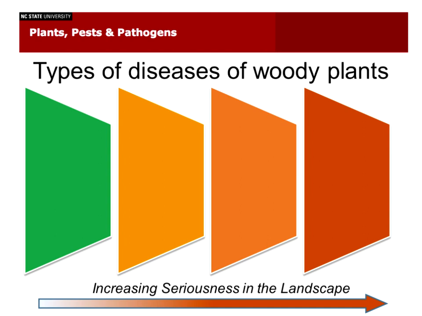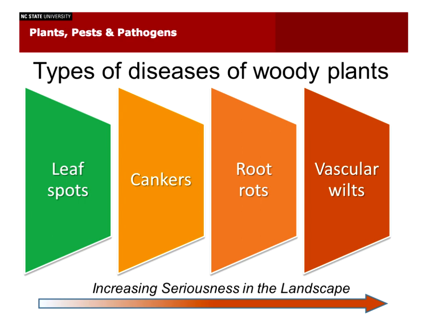My particular way of looking at diseases on woody plants is to put them on this scale from least to most serious. Now, some people may quibble with this, but just as a general principle, you might want to jot these down, that the least serious are our leaf spot diseases. Oftentimes, especially on our deciduous trees, they're going to lose their leaves anyway at the end of the year. They're basically a cosmetic problem. So powdery mildew and leaf spots would be the least serious.